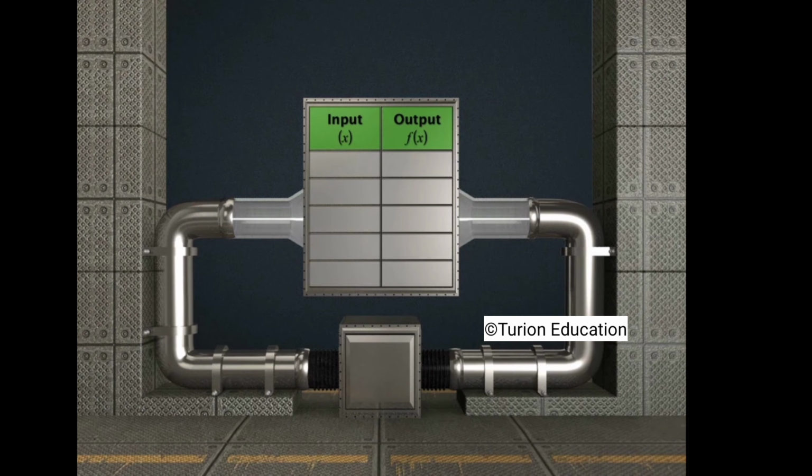Let us take the example of a very simple function. Multiply by 2 and see how it can be related to the input-output machine. Let us input some values of x and check out the output. When the value of x equal to 0 goes into the machine, the output value of f of x is 0. When the value of x equal to 1 goes into the machine, the output value of f of x is 2. When the value of x equal to 7 goes into the machine, the output value of f of x is 14, and so on. These sets of input-output values form the domain and range of the function.